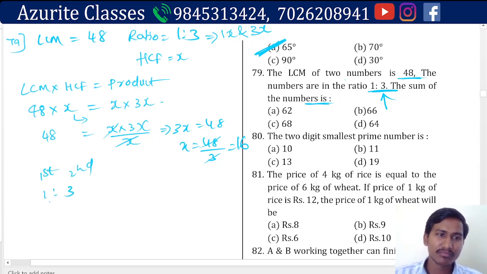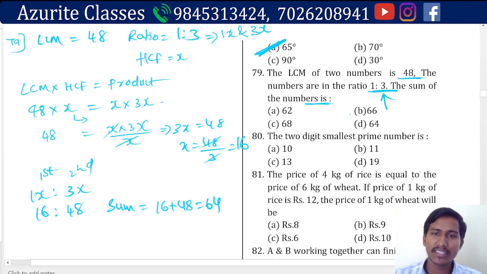So the first number and second number, we know the ratio is 1 to 3, that is 1x and 3x. So 16, and 16 times 3 is 48. So the numbers are 16 and 48. So the sum will be 16 plus 48, that is 64. The answer is option D, okay. So you can do it that way.